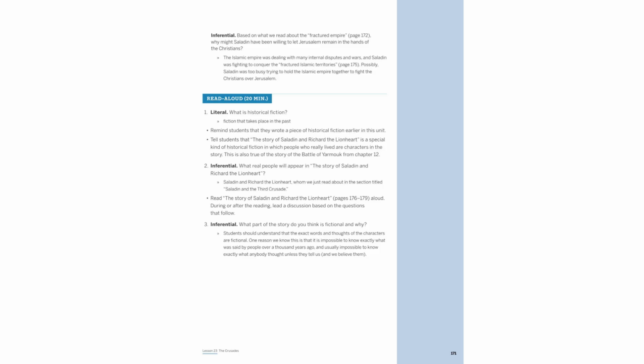Saladin might have allowed Jerusalem to remain under Christian control due to internal conflicts within the Islamic Empire. He was preoccupied with consolidating power over fractured territories. Historical fiction, like the story of Saladin and Richard the Lionheart, uses real historical figures, but their exact words and thoughts are fictional, as these details are often unknown.